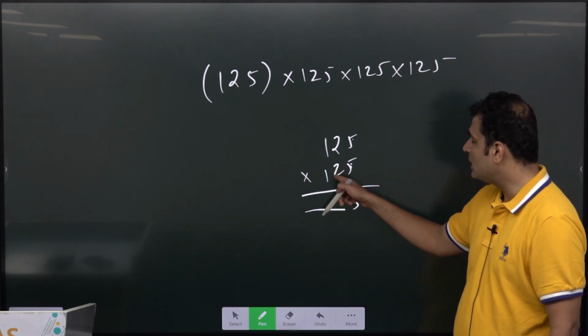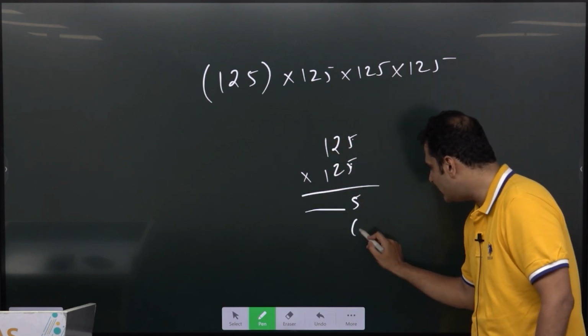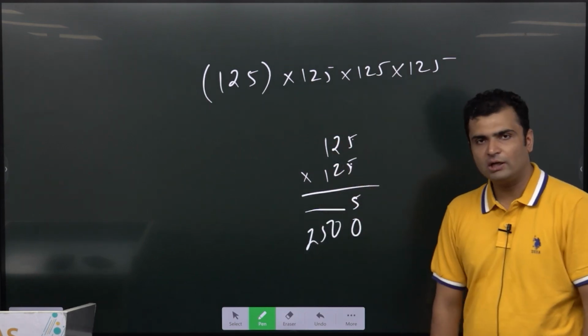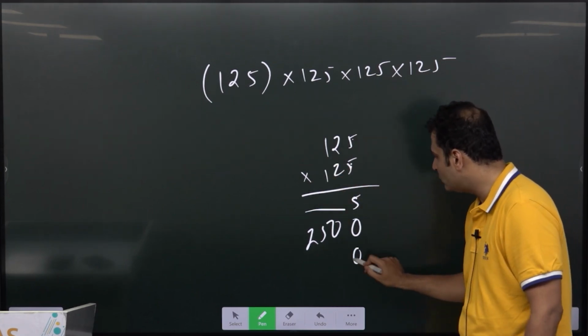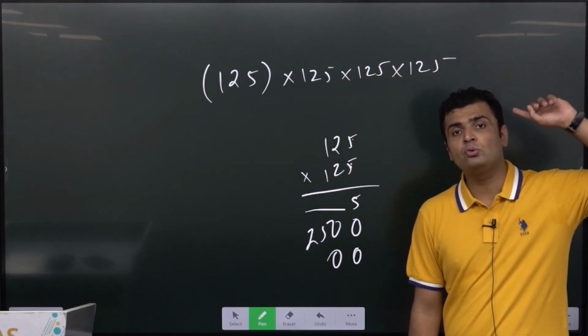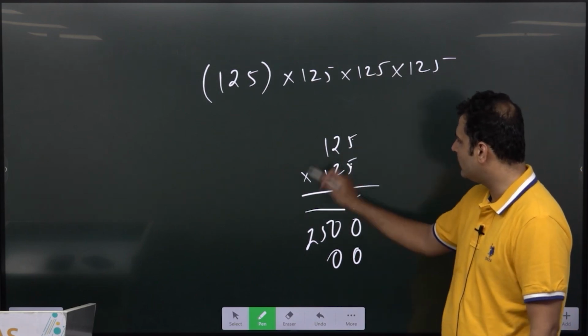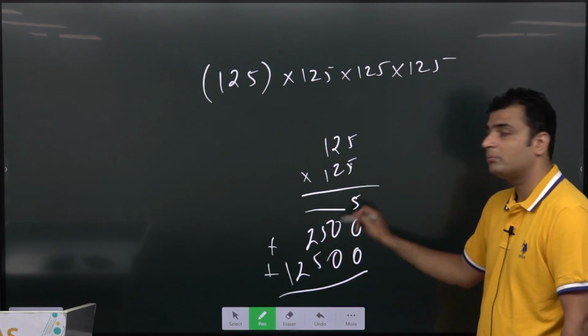Then I want to multiply by 2. Now I have to multiply 125 by 2, so I will first add a 0 here, and then I'll multiply by 2. That is what I'll get. And then what will I do? Now I have to multiply by 1, so I'll have to add 2 zeros. Remember your school-level multiplication, how to do it? Then after adding 2 zeros, I'll write 125 here, and then I'll add these three numbers to get the multiplication.